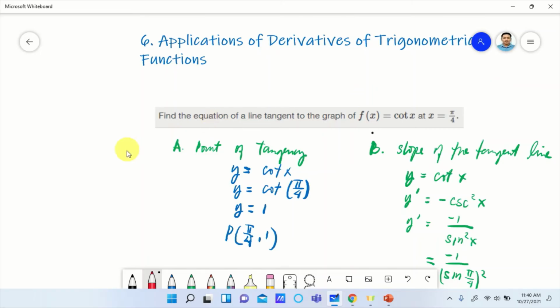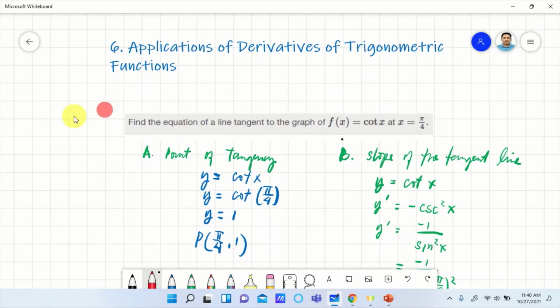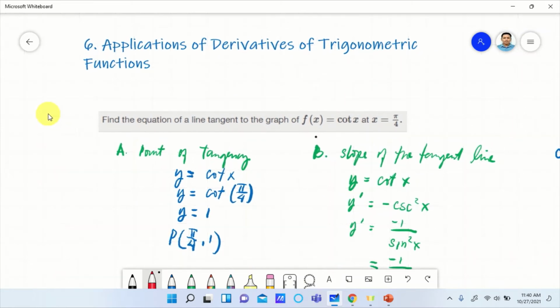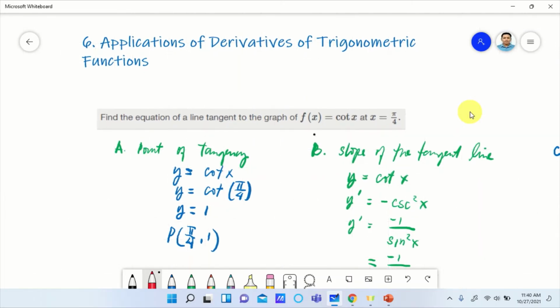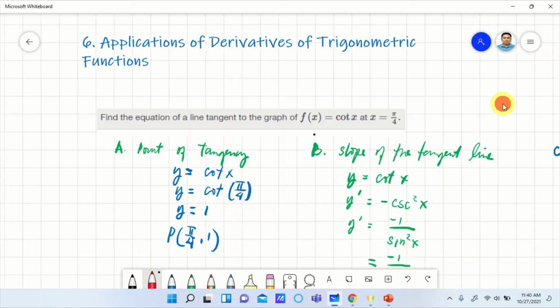So this is the first problem. You are asked to find the equation of the line tangent to the graph of f of x is equal to cotangent x at x is equal to pi all over 4. Just like the usual thing that we do in finding the equation of a line tangent to a curve, we need to follow several steps.